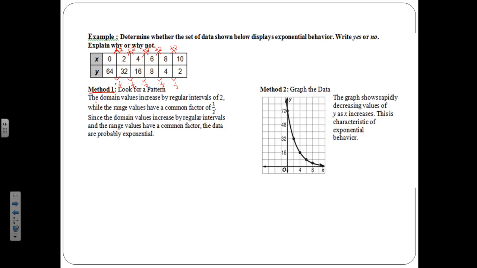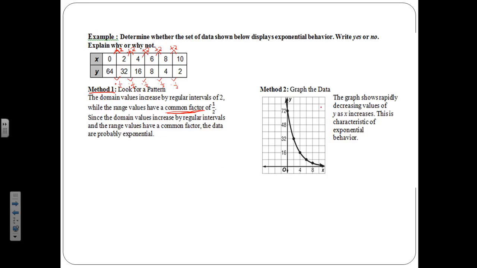So using method 1, yes, this would be exponential because the domain values increase at regular intervals of 2, while the range values have a common factor where we multiplied by 1/2. Since the domain values increase by regular intervals and the range values have a common factor, the data are probably exponential. So that's how we would do it by looking for a pattern.